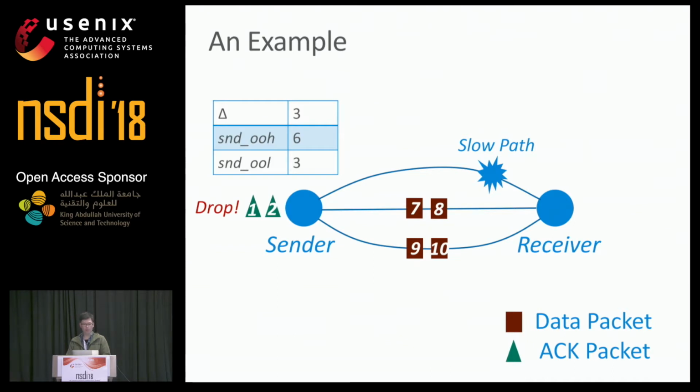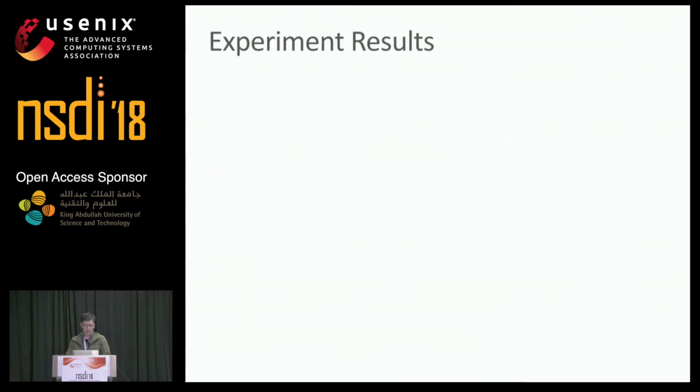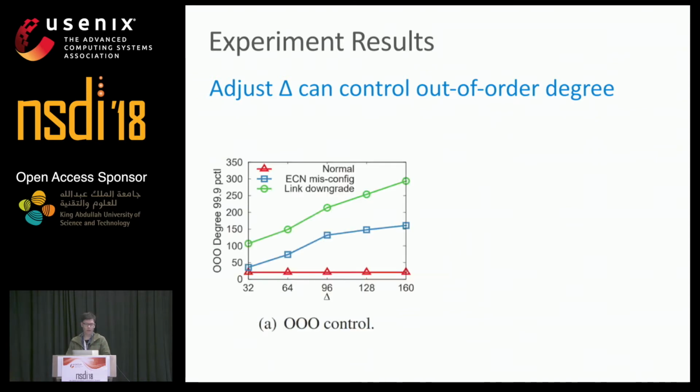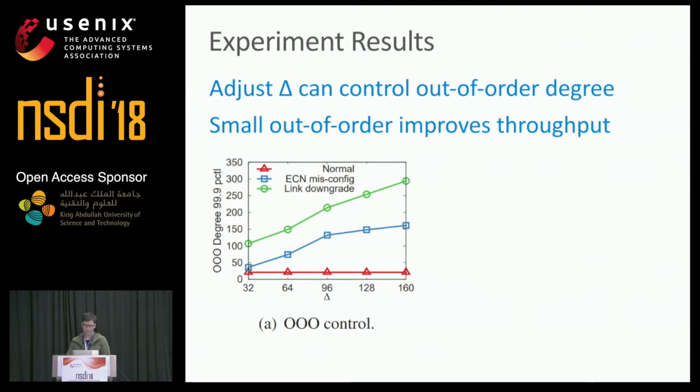So the slow path will be eliminated from the further transmission. Actually, we have evaluated this mechanism in our testbed, and while adjusting the delta, we can control the out-of-order degree in our previously mentioned three scenarios.